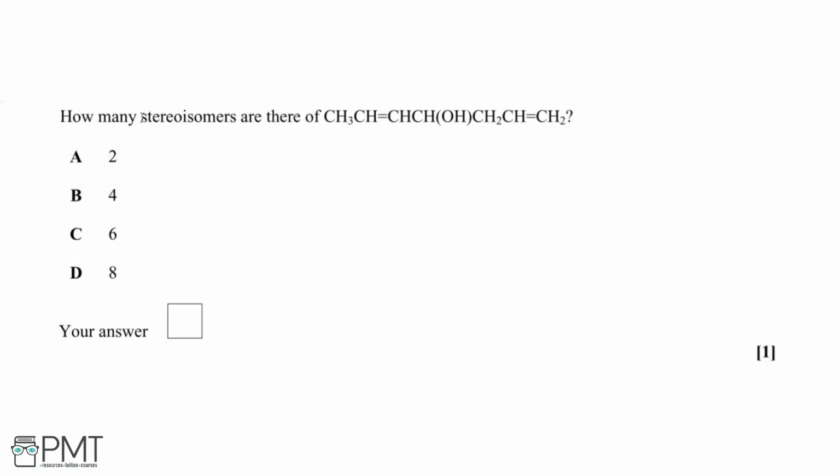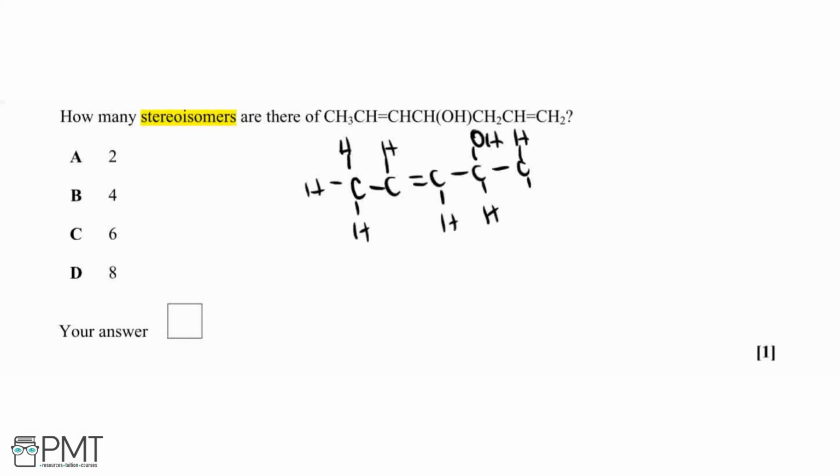For this question, we need to work out how many stereoisomers we have for this compound here. So let's start by drawing this out. So we need to bear in mind for our stereoisomers that we've got 2 different types of stereoisomers to look out for. We have geometric stereoisomers, which occur across alkene carbon-carbon double bonds, and we also have optical isomers, which occur when there's a chiral carbon centre. And a chiral carbon centre is one where you've got 4 different groups attached to a carbon overall.